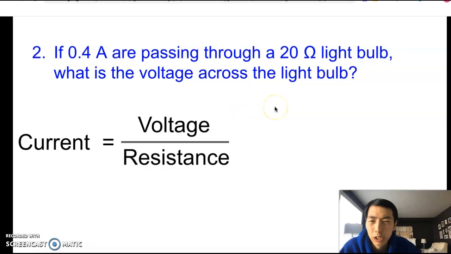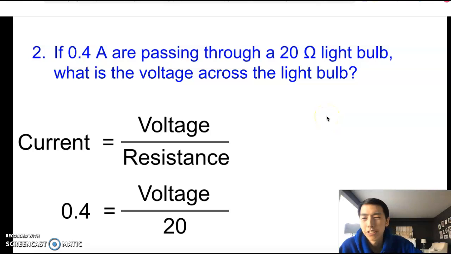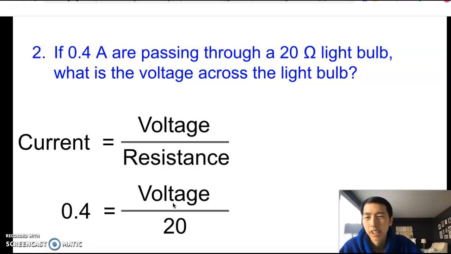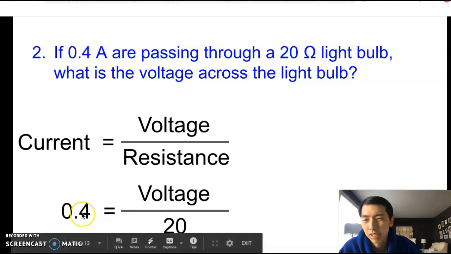So the first thing I'm going to do is fill in the values that I know. I know 0.4 amps is the current, and I know 20 ohms is the resistance. So I fill in the values I know. So this is saying that my voltage divided by 20 has to equal 0.4. I have to find out what the voltage is. So basically I have to figure out what number, when I divide it by 20, gives me an answer of 0.4.